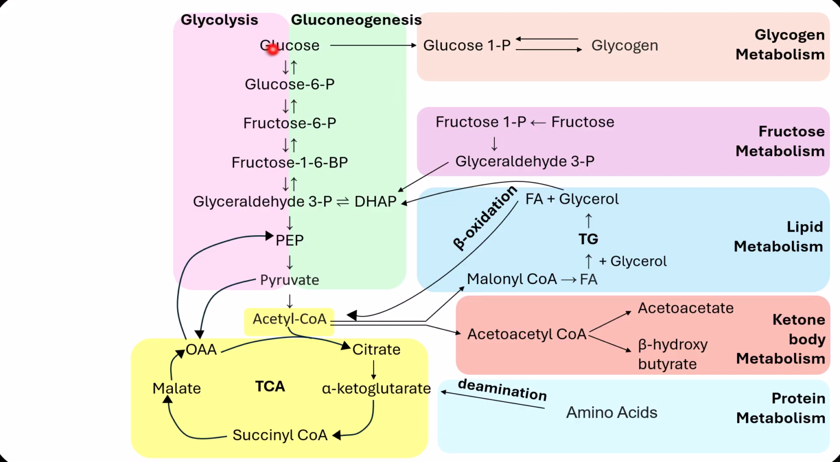Glycolysis is the breakdown of glucose to pyruvate. Breakdown of one glucose to 2 pyruvate is known as glycolysis, that is converted to acetyl CoA, which enters the TCA cycle, which is the tricarboxylic acid cycle. Gluconeogenesis, what is gluconeogenesis? Gluconeogenesis is the formation of glucose molecules from non-carbohydrate substrates.